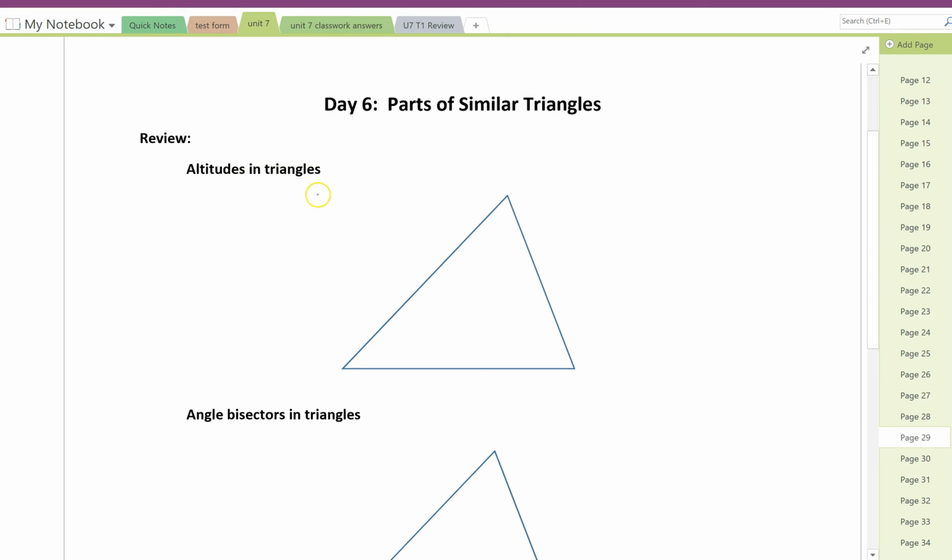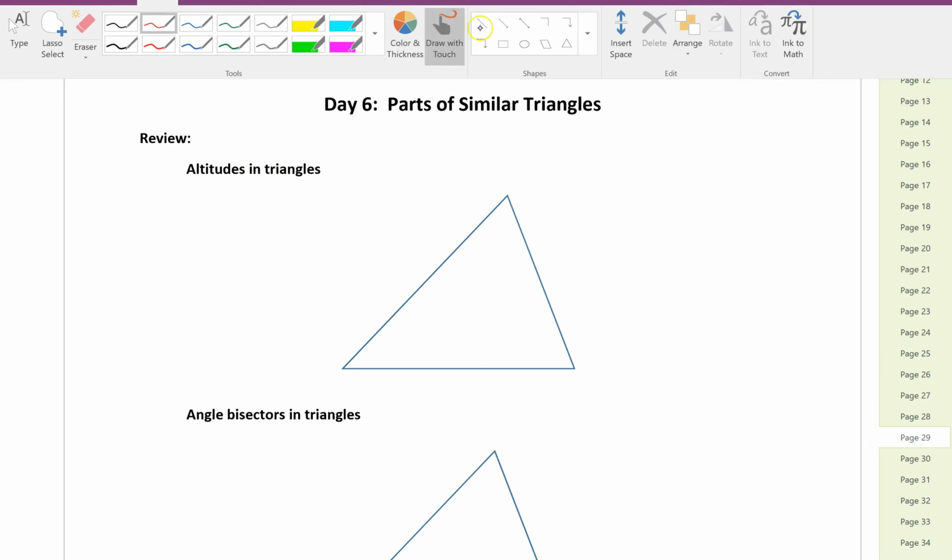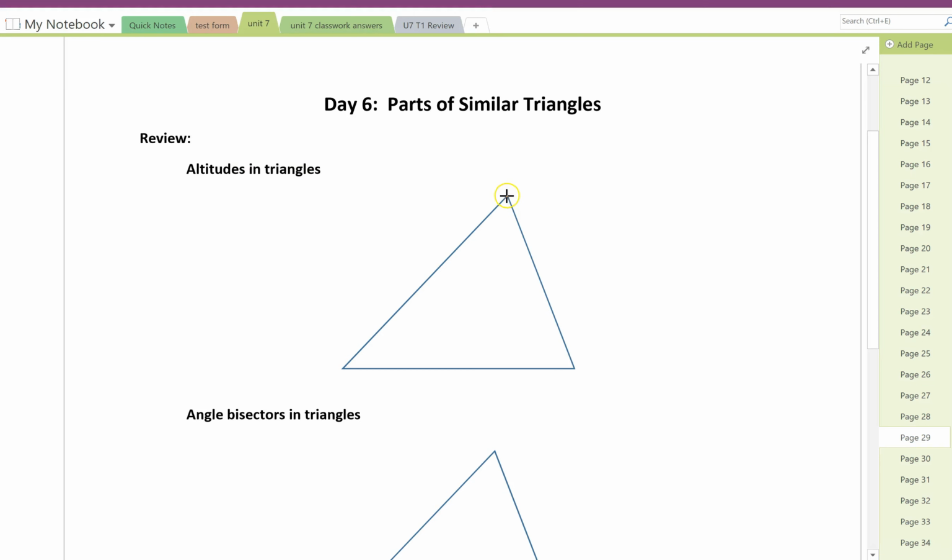First thing for review, altitudes in triangles. An altitude is when I start at one vertex, and then I draw a line perpendicular to the opposite side. Okay, so there's one altitude. And all triangles really have three altitudes. I could do it from there. I could do it from another point.